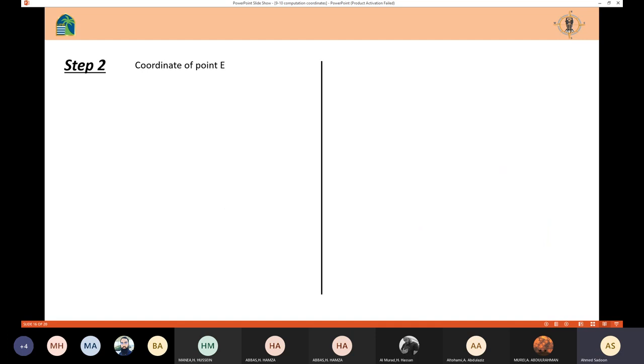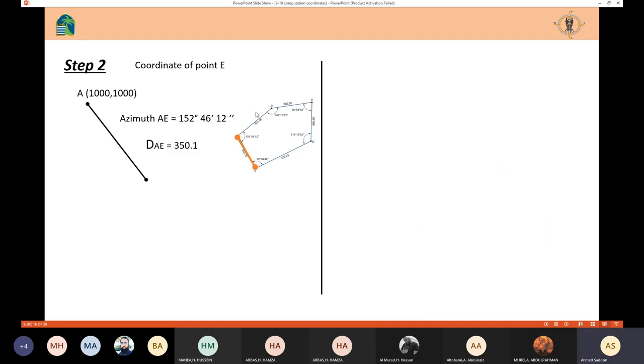In step number two, we have the closed traverse. Now I'm going to focus on the line AE. In the line AE, I know the coordinate of the point A, which is 1,000 and 1,000. And here I have the azimuth of the line AE. This one was given. And also I have the distance of the line AE, it's also given. Now I need to determine the coordinate of the point E.